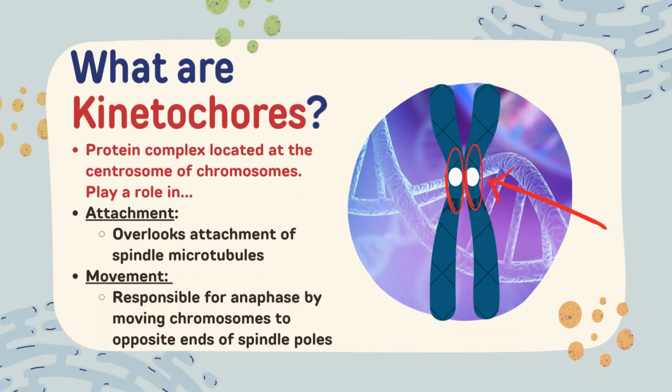So what are kinetochores? Kinetochores are a protein complex located at the centrosome of chromosome. They play an important role by overlooking the attachment of spindle microtubules to the chromosome. During anaphase, kinetochores are responsible for moving chromosomes to opposite ends of the spindle pole, ensuring accurate cell division.